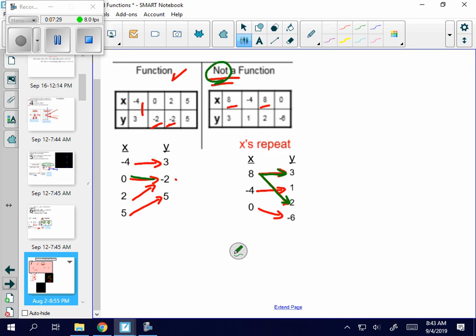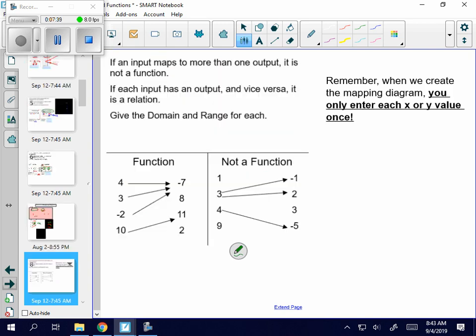Notice this right here, both pointing to a 2. That just meant my 2's were repeating. This is okay. It's still a function. And that's what you have on this table. Remember, when we create the mapping diagram, we're only going to enter each x or y value once.